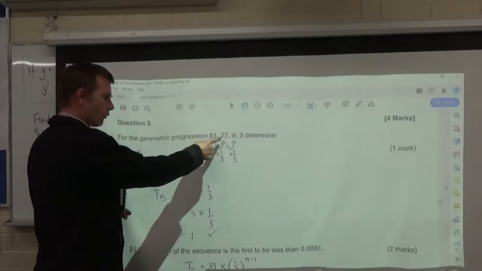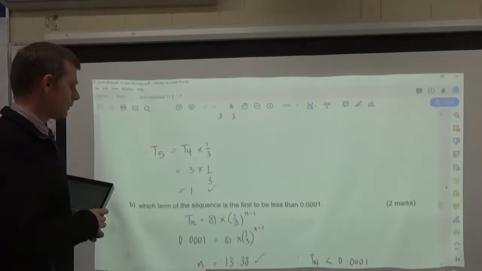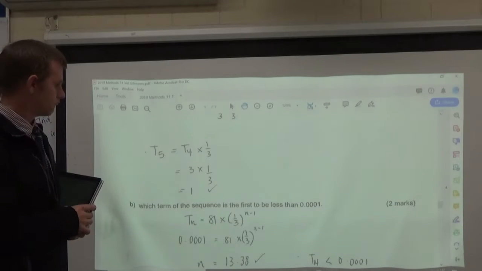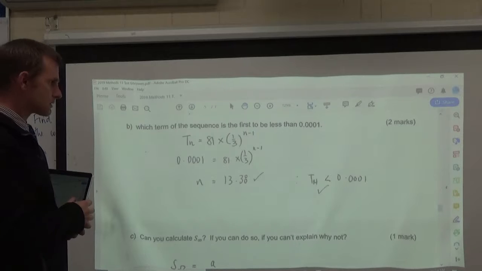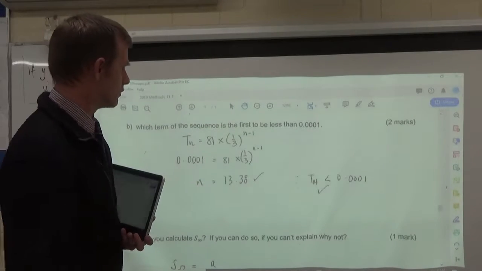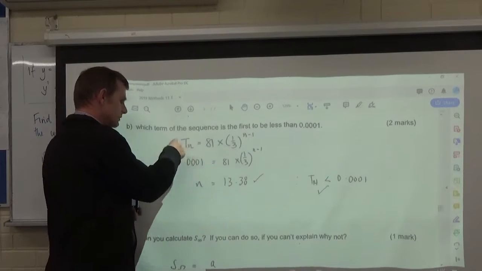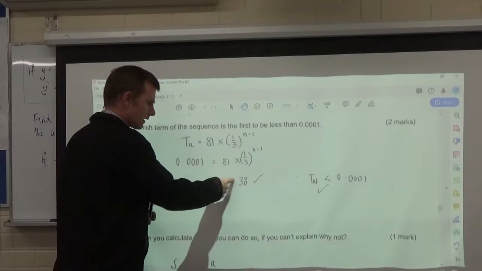That's how I get this. Working out T5, well, we've got T4, just multiply by 1/3. There we go. Equals 1. Easy one. Which term of the sequence is the first to be less than that? Now we need the calculator. This would be tough to do without. Put in 0.0001 here. Solve. I get this number.